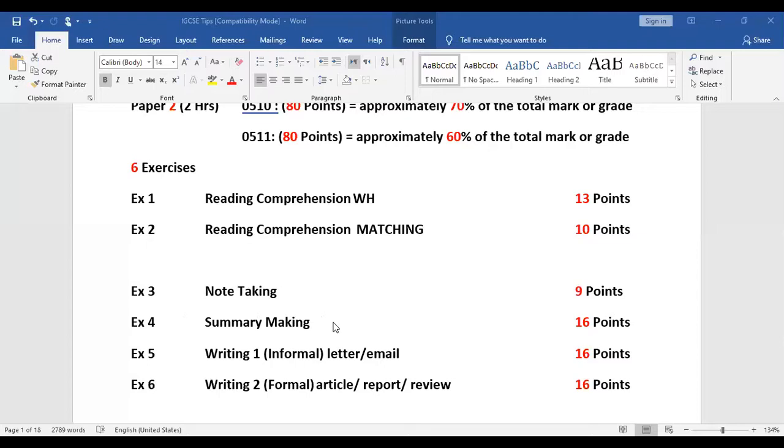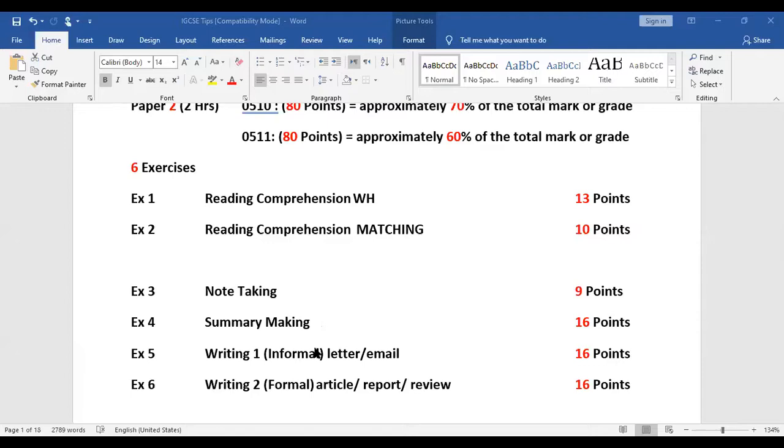So in this case, note-taking and summary making are quite similar, but in note-taking, you just define the notes. In summary making, you develop the notes into a paragraph of your own words. So you have to express the same ideas and you have to use your linkers, most appropriate linking words or conjunctions, starting with the topic sentence, et cetera.